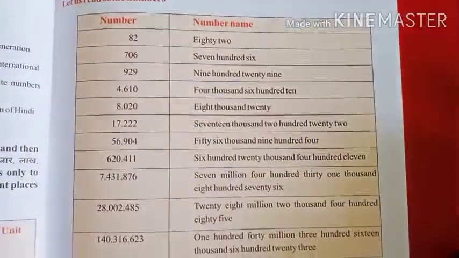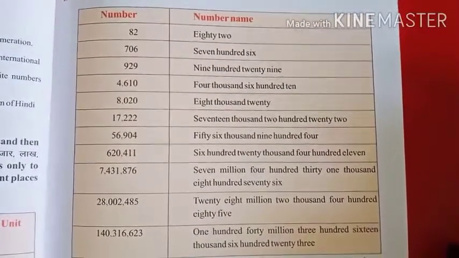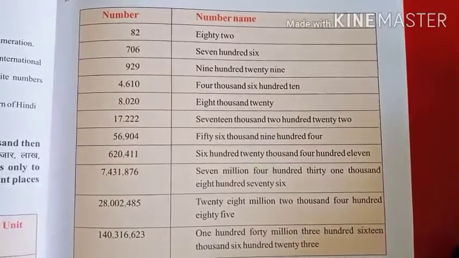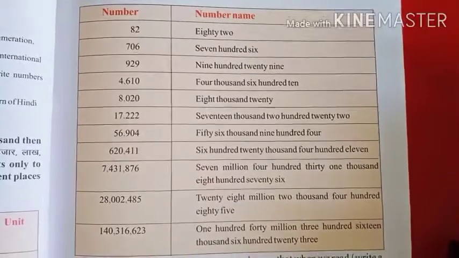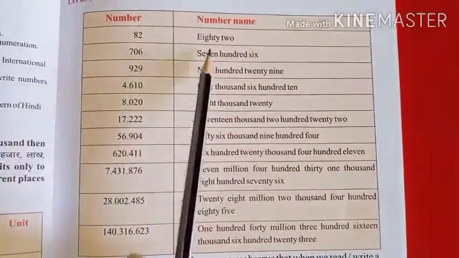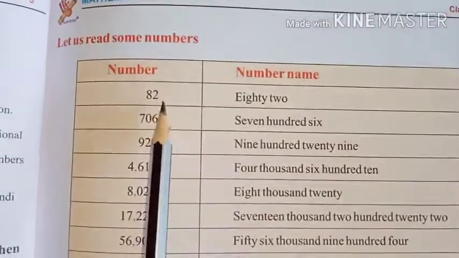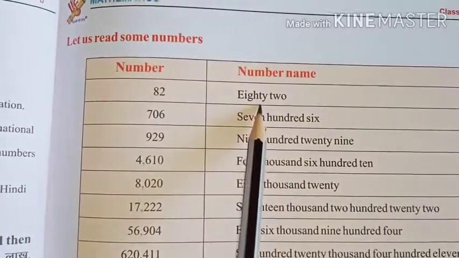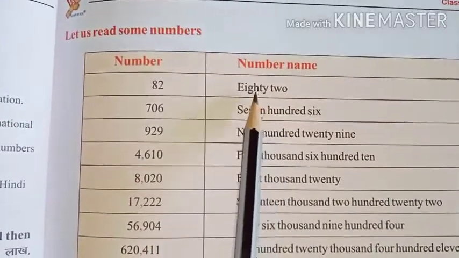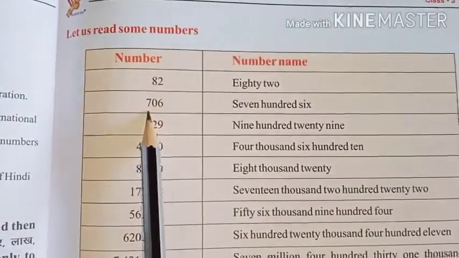So my dear students, see the next page, number 31. Let us read some numbers. How can we read some numbers? How can we arrange the numbers? Let us see how to read. There are 2 columns: first the number and then the number name. 82. How can we read this number in English? 82, eighty-two. This is called the number name, and this is the number.